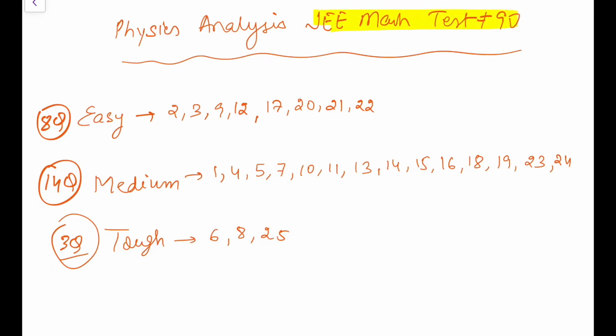I've just solved this JEE Main Test 90 and here is the analysis of the paper. I've regarded 3 as tough, 6 and 25 because of calculation. 25 is not that tough and 8 is actually tough. 14 are medium, 8 were easy.